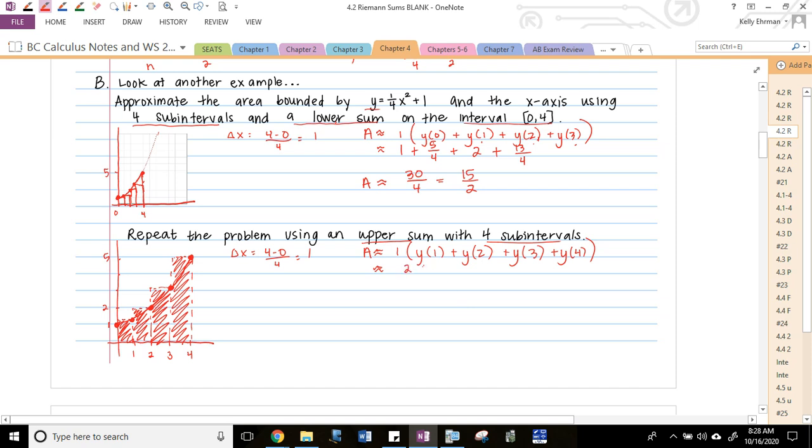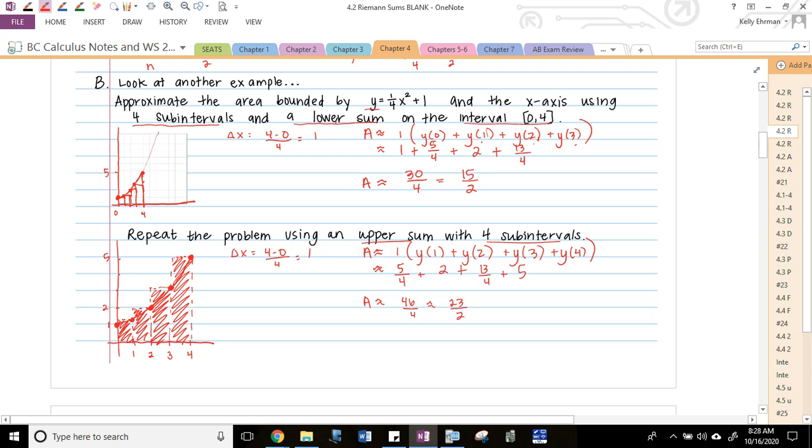Y of 1 was 2. Y of 2 was 13 over 4. No, it wasn't. Y of 1 was 5/4, excuse me. Y of 2 was 2. Y of 3 was 13 over 4. Y of 4 we figured out to graph this was 5. And again, I've calculated this ahead of time, so you can pause and do your math for a minute. Should come out to 46 over 4, which is about equal to 23 over 2.